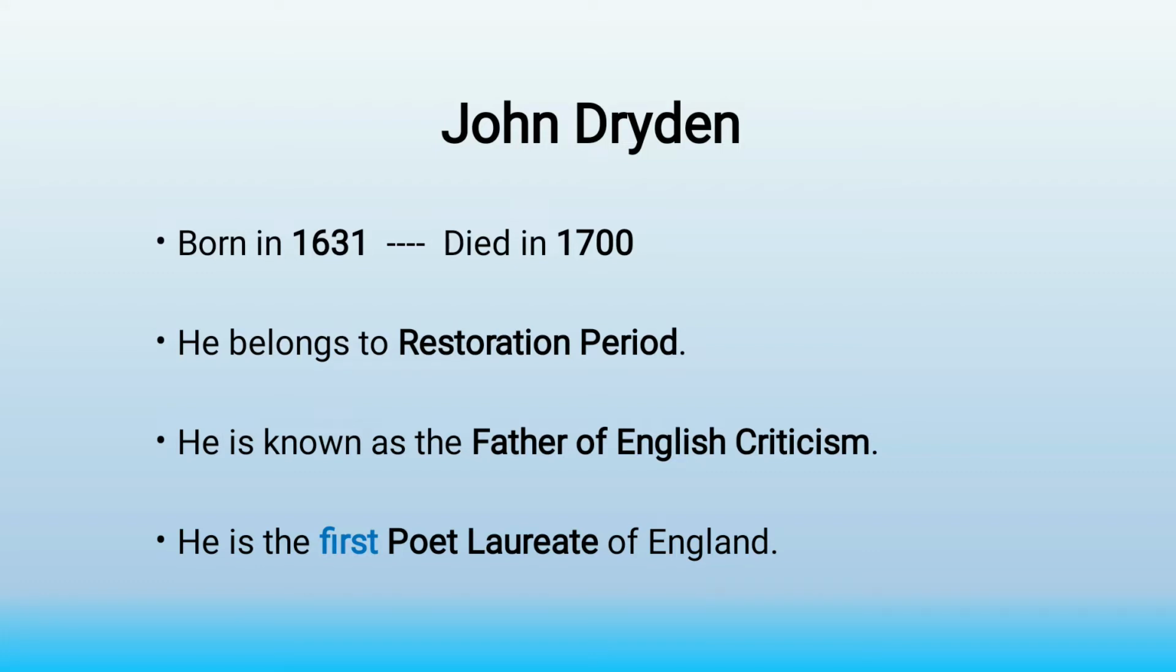It's a very important point because we may get a question like who is known as the father of English criticism, and we will be given options like Samuel Johnson, Dryden, Alexander Pope and such figures. And from those options, we have to pick John Dryden as the right answer. So, we can say Dryden is known as the father of English criticism. Dryden is the first poet laureate of England. That is also a very important point. Let's move on.